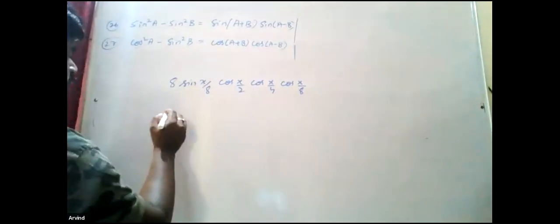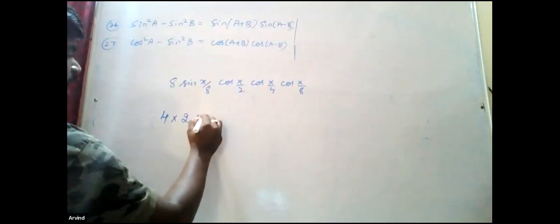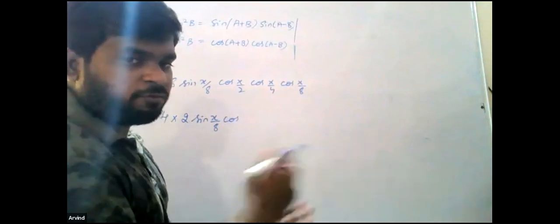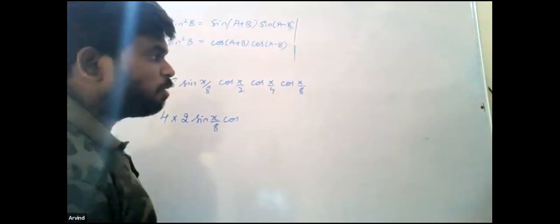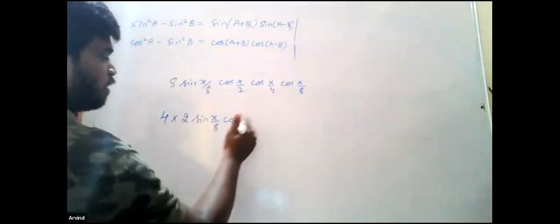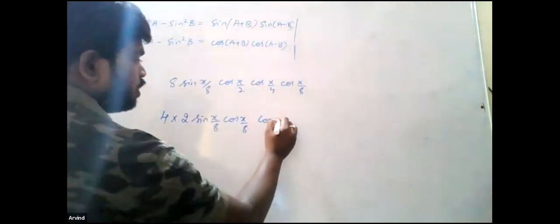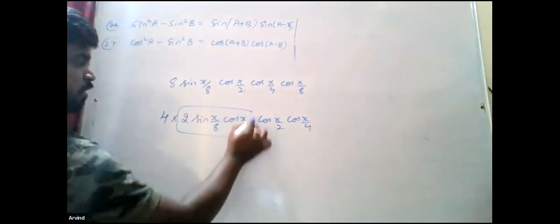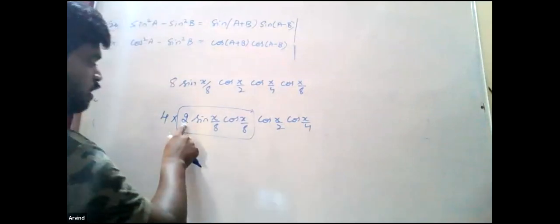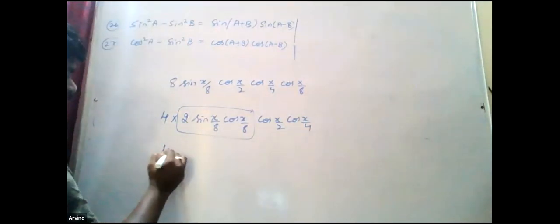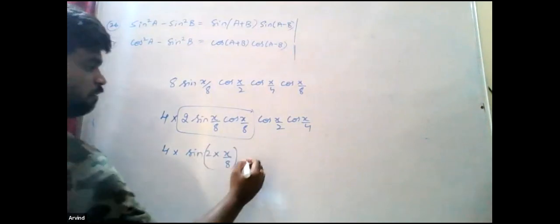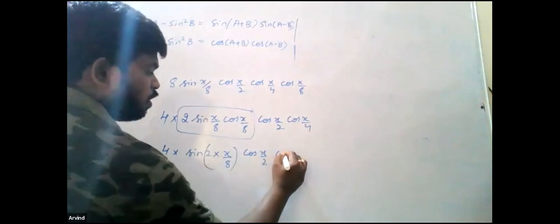Let me rearrange. I write 8 as 4 into 2 sin x by 8 first, because 3 fours is 12 and 4 threes is 12; in multiplication we can combine in any way. Then I write the remaining two things, cos x by 2 and cos x by 4. If you observe, this resembles the formula 2 sin theta cos theta. So it will become sin 2 theta, where theta is x by 8.